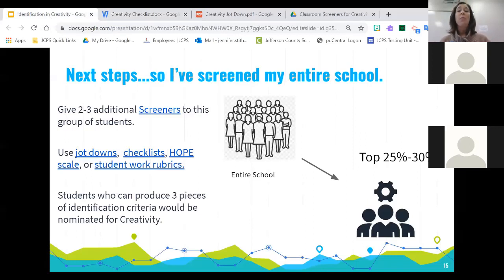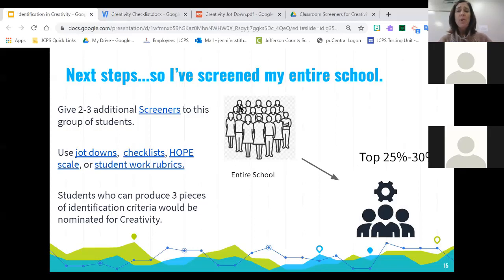So keeping in mind now, we have an original screener of the entire school. We now have an additional 2 or 3 screeners, and with a hope scale, now you have your 3 pieces of evidence, and you can start making your list of students who you would identify for creativity.